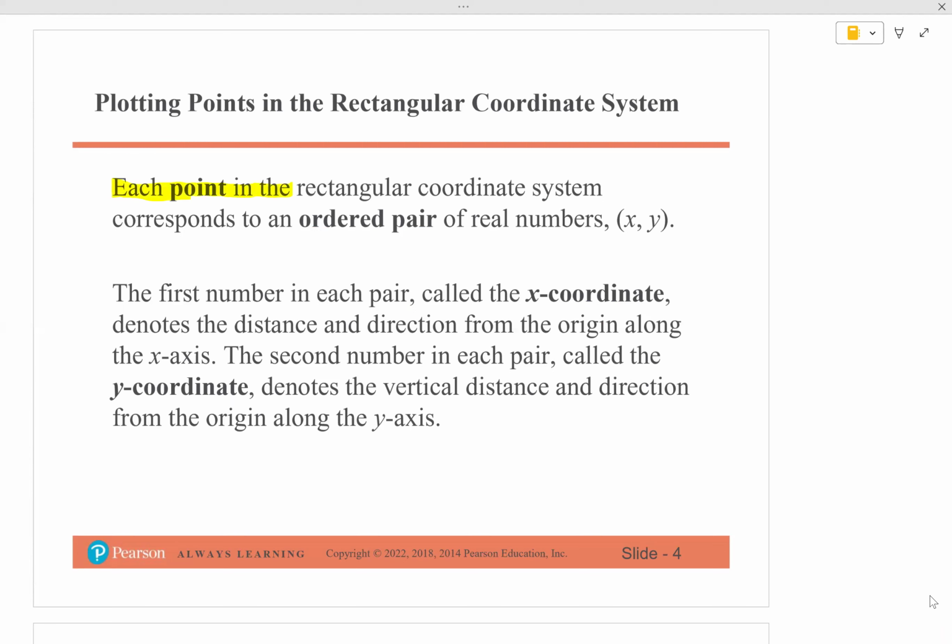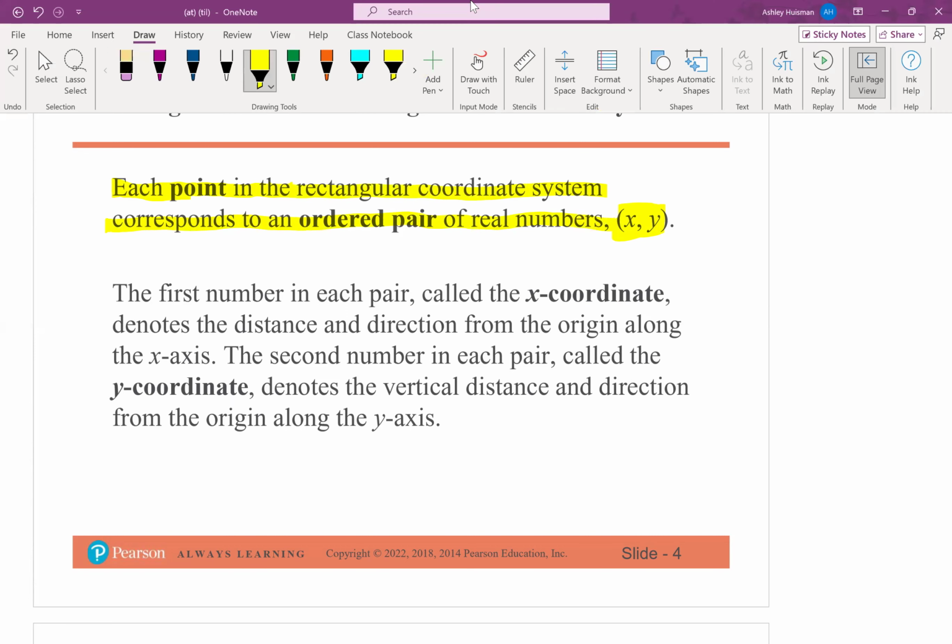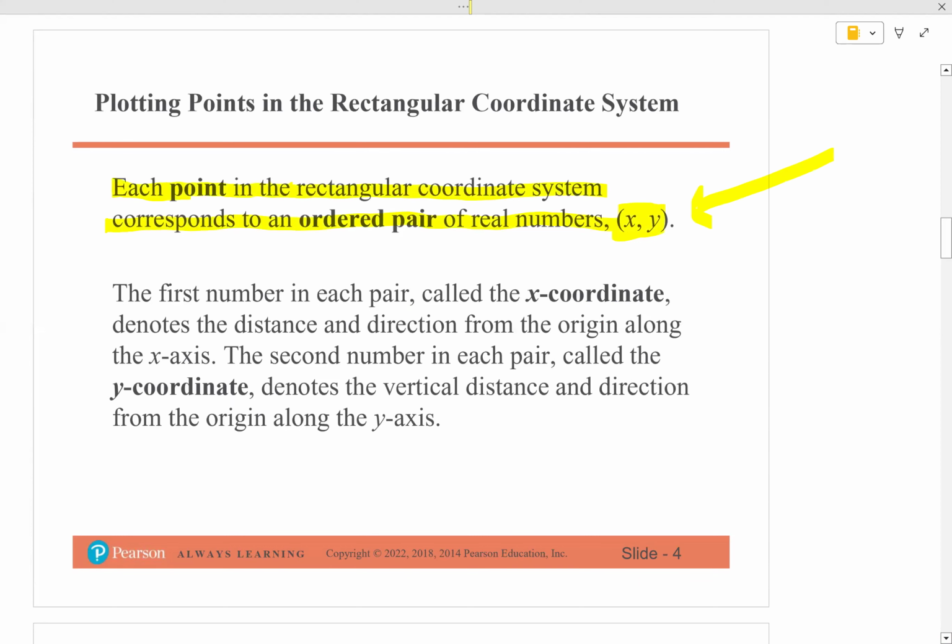If you have a point where they're specifying an x coordinate and a y coordinate like this, those would be specific numbers, either whole numbers or fractions or decimals or negatives or zero. Each point in the rectangular coordinate system corresponds to an ordered pair of real numbers. Sometimes we call it a point, sometimes we call it an ordered pair. Graphing it is a point on the graph, but when you see it looking like this, x comma y, we call that an ordered pair.